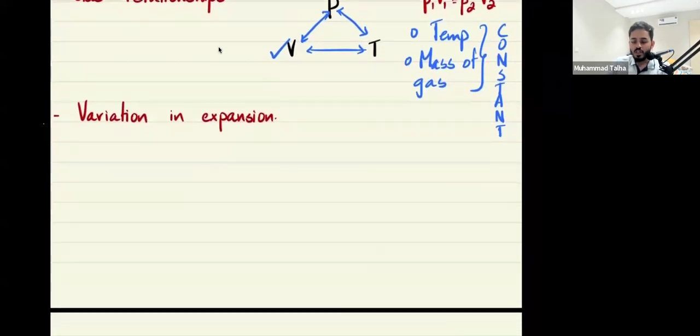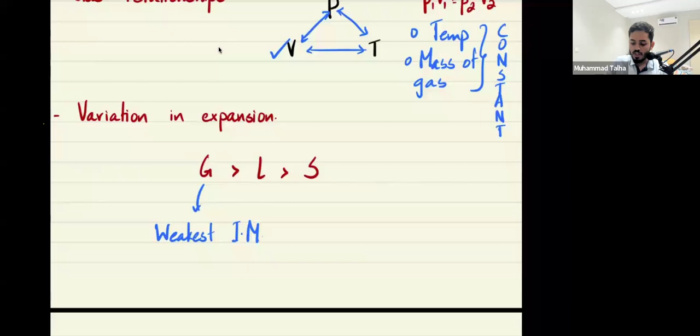Variation and expansion. So for expansion, you know that gases expand the most, then liquids, then solids. And the reason for this is that the gases have the weakest intermolecular forces. So you must know the order as well as the explanation behind it.